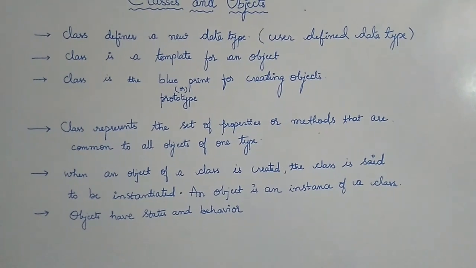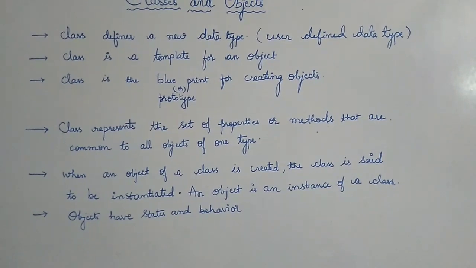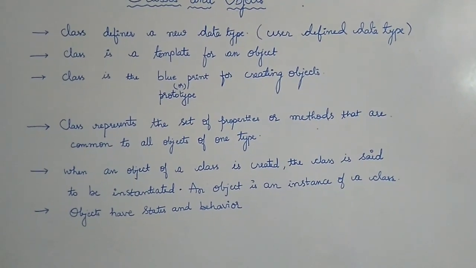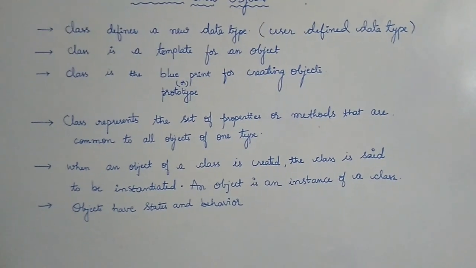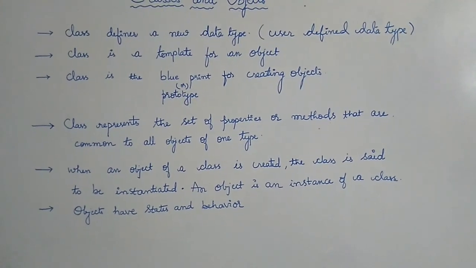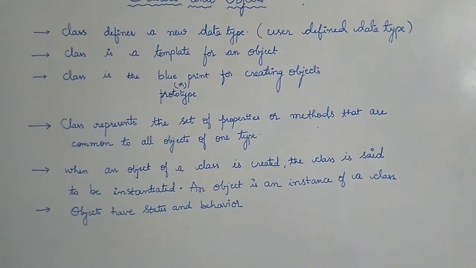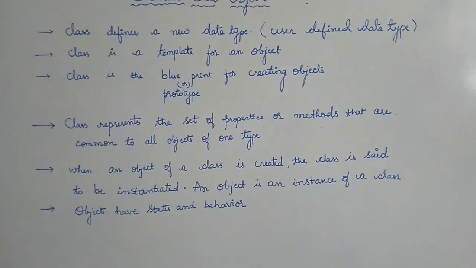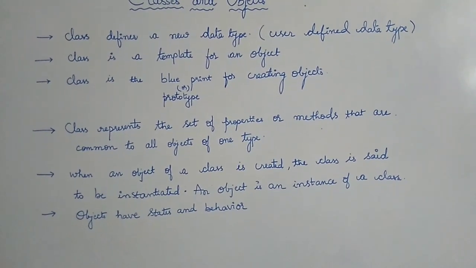Next, when an object of a class is created, the class is said to be instantiated. Whenever an object is created from the class, you say that the class is instantiated. An object is an instance of a class. We will be using the words object and instance interchangeably because instance and object are the same.